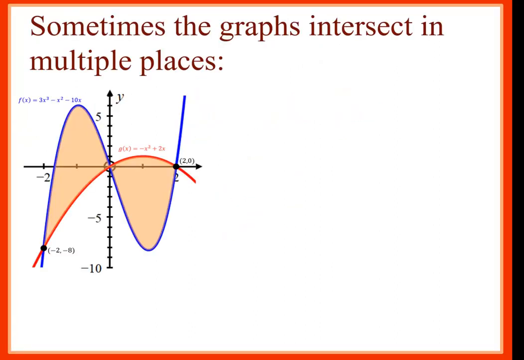Sometimes you might have a situation where the graphs intersect each other in multiple places. Here's an example of one. The blue curve is called f, and it's a cubic polynomial. You can see the equation of it right there. The red curve is g, and it is a parabola. You can see its equation right there.